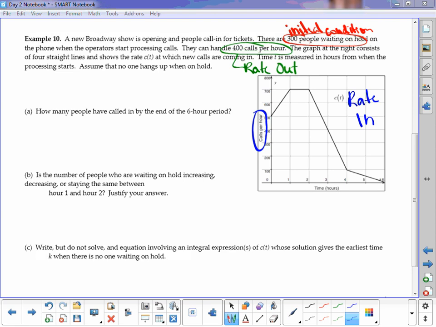Yeah, how many people have called in? So just the number of calls. Remember, we can look at our units and kind of just drop one of our times, if you would, or multiply that together. But if I have a rate going back, integrating takes you back to that version.